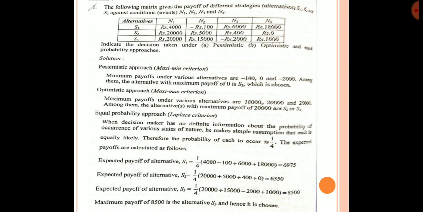The first question is as follows: the following matrix gives the payoff of different strategies, that is alternatives S1, S2 and S3, against the conditions or the events, that is N1, N2, N3 and N4. Indicate the decision taken under pessimistic, optimistic and equal probability approach. Here the pessimistic approach indicates the maxi-minimum criterion, the optimistic approach is the maxi-max criterion, and the equal probability approach is the Laplace criterion. So first, let's start with the pessimistic approach.